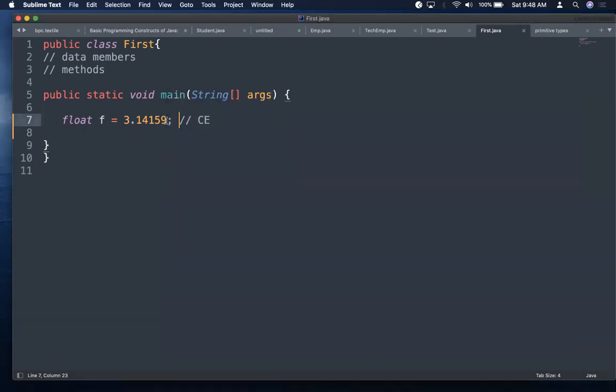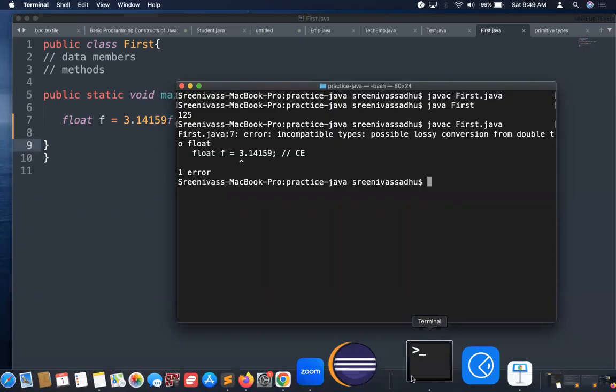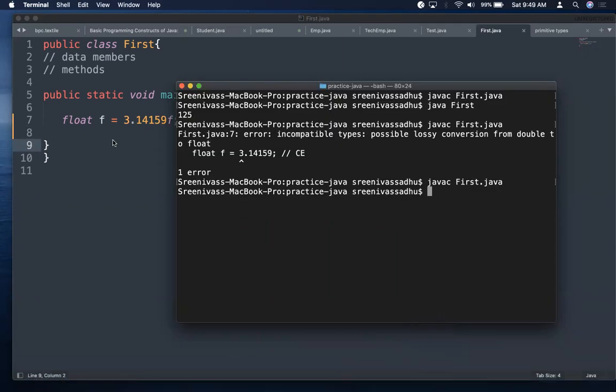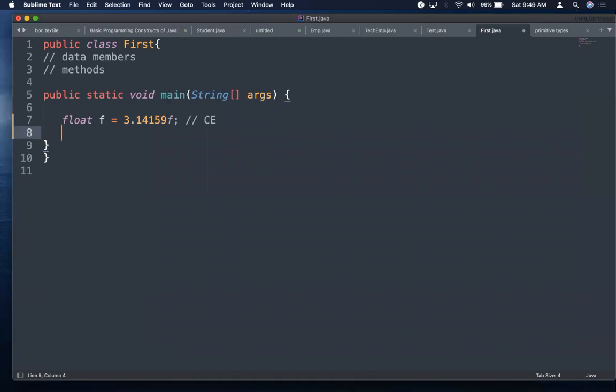So whenever you declare a float value, you must give a capital F or small f. Now it will get compiled perfectly. It got compiled, right? Now for the next statement, let me write f equal to f plus 3.14. I just want to add 3.14.